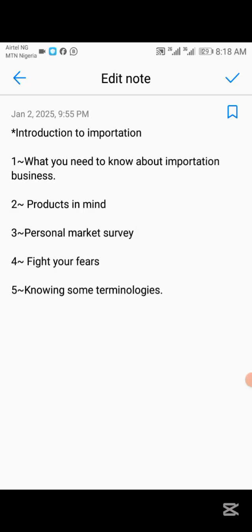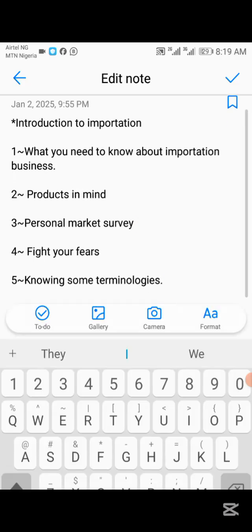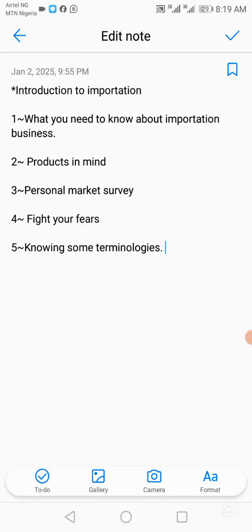And then the number 2 point is product in mind. What products do you have in mind to start selling? Because you need to actually have a product in mind before you start doing your business. And I wish that you actually have a view of what you want to pursue, not just, everybody is doing it and you too want to launch into it. Have you checked the risk involved in it before doing what you want to do?